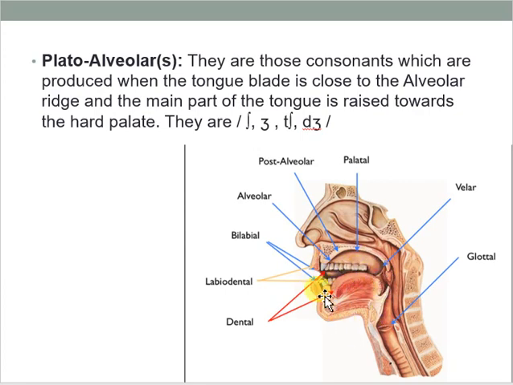The tongue and the plato-alveolar part of the roof. So we have the tongue plus the plato-alveolar area of the roof of the mouth.